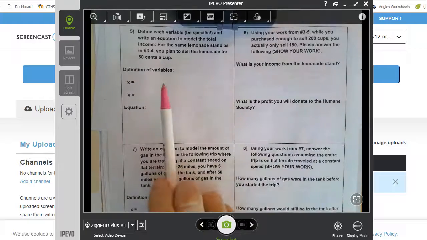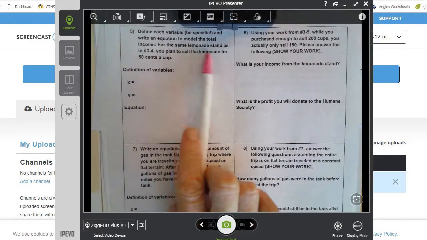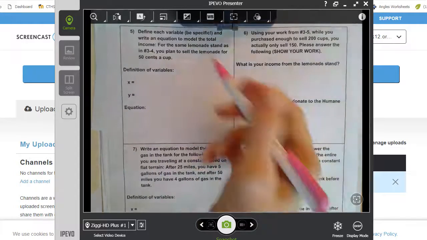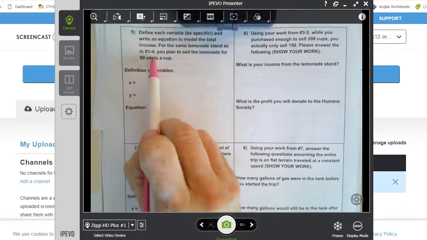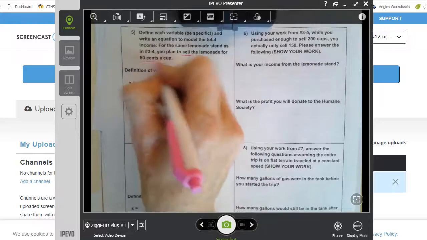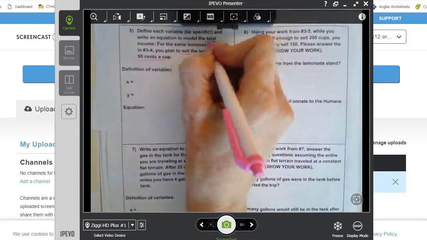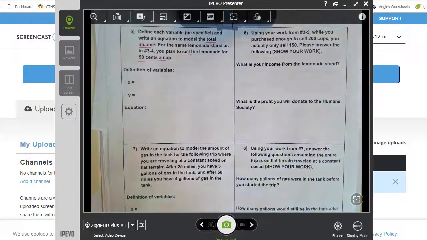Okay, let's take a look at number 5 now. For this one, I'm writing an equation to model the total income. Same lemonade stand as in number 3 and 4, the ones that we just did. But now I'm selling the lemonade for 50 cents a cup. So they want us to model total income. That's the total amount of money that I am bringing in.